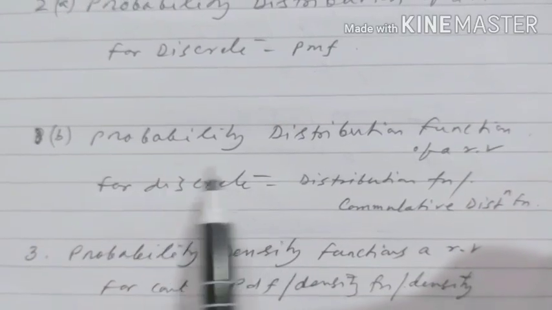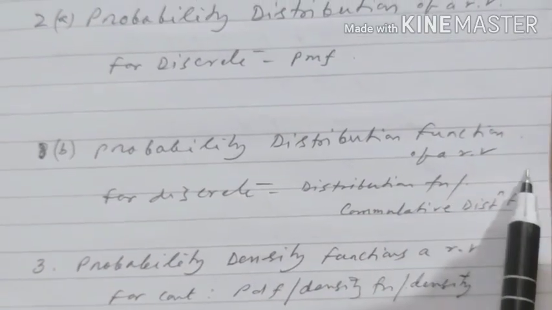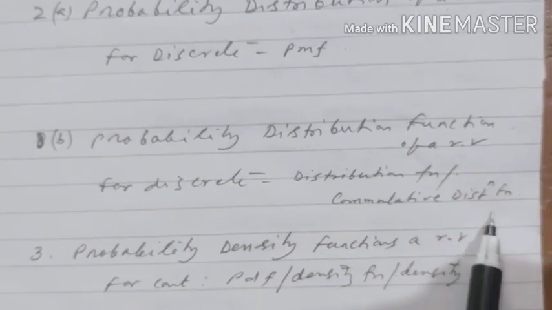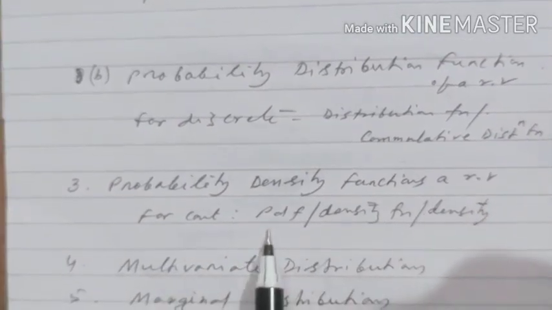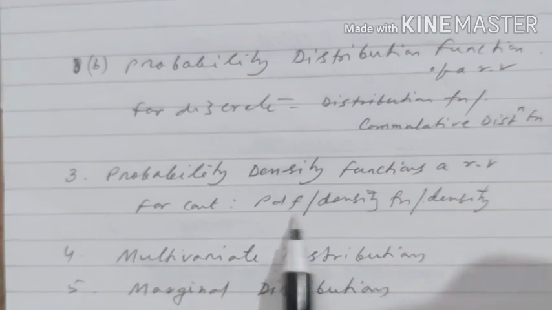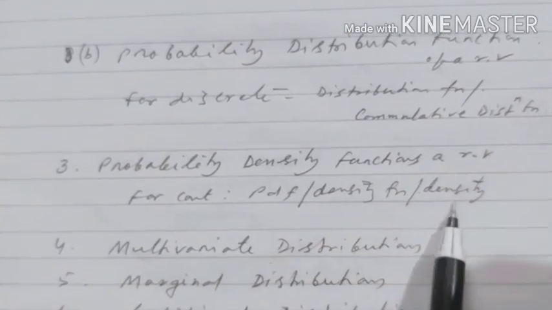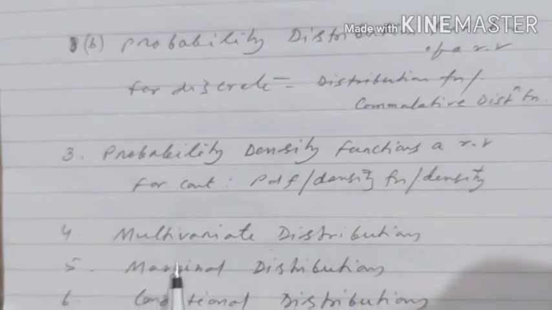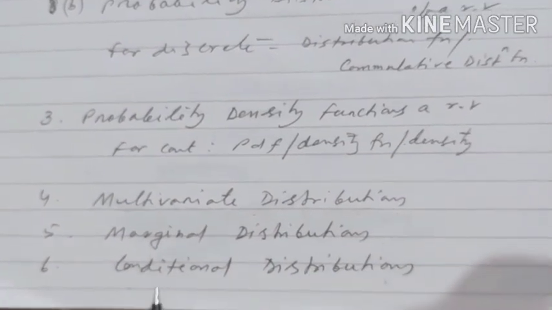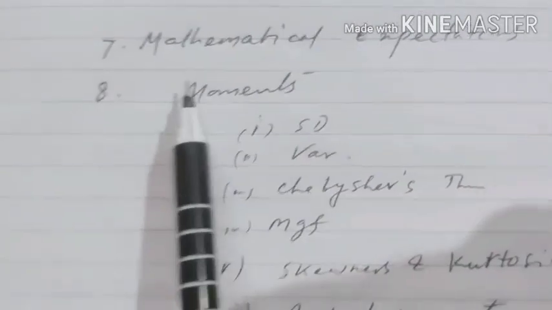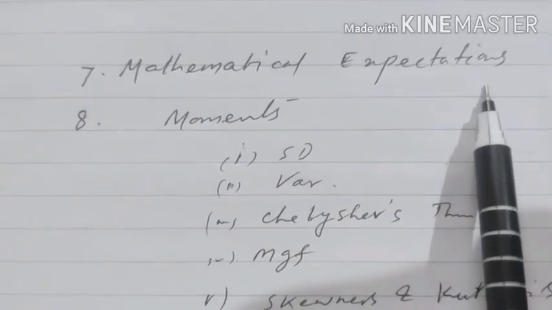Probability distribution function of a random variable, that is the cumulative distribution function. Probability density function of a random variable for continuous, that is a probability density function or simply density function or only density. Next one is a multivariate distribution. Next one is a marginal distribution. The next one is a conditional distribution. Next part is a mathematical expectation.